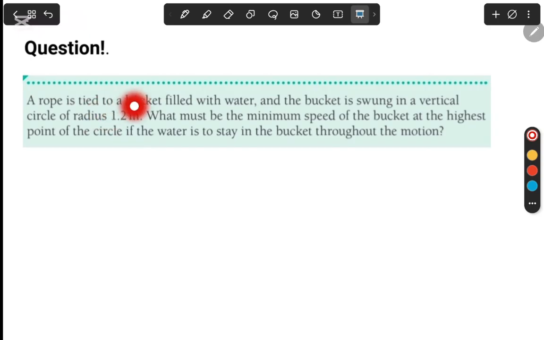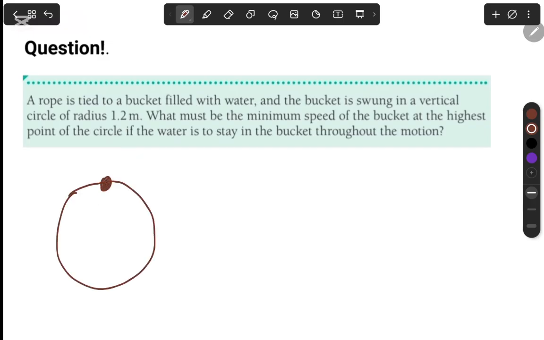A rope is tied to a bucket filled with water. The bucket is swung in a vertical circle of radius 1.2 meters. What must be the minimum speed of the bucket at the highest point of the circle if the water is to stay in the bucket throughout the motion?